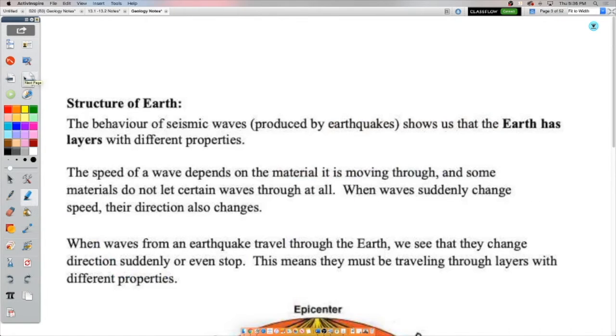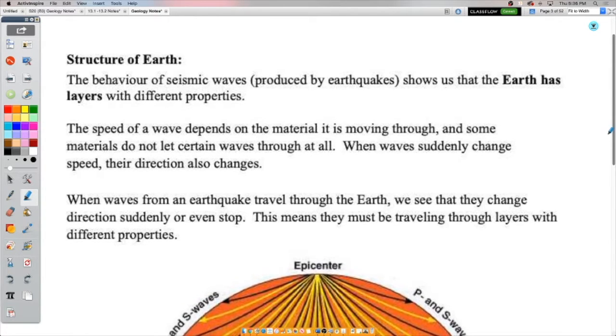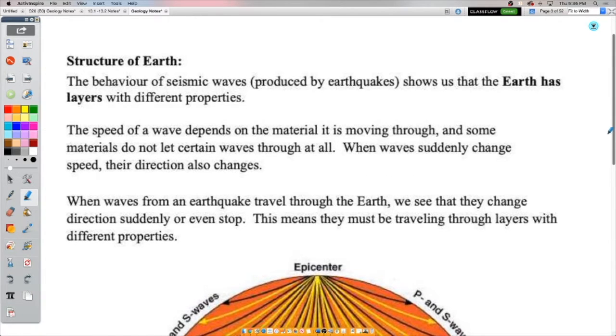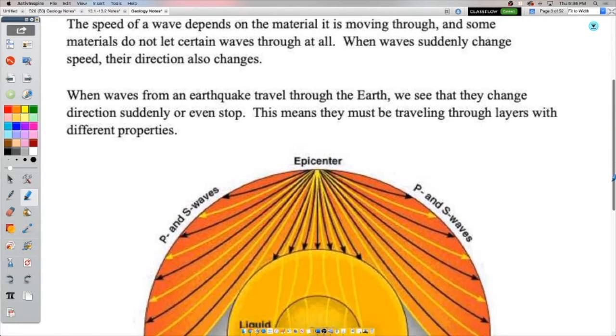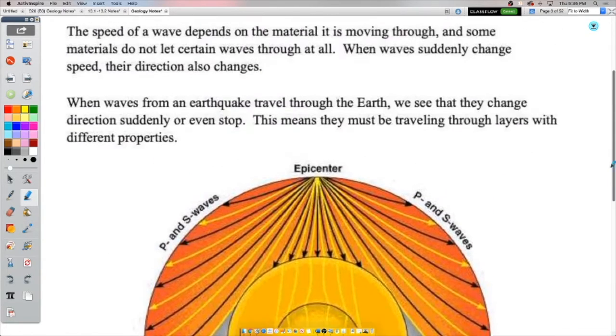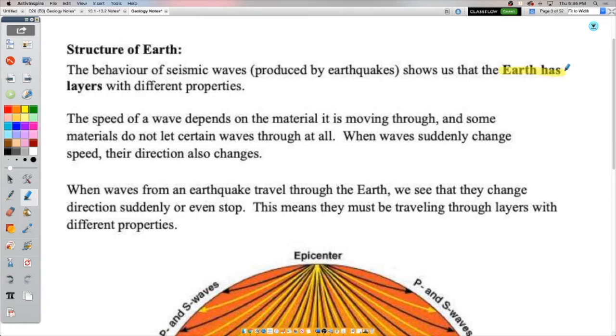So before I start talking about the structure of the Earth, I'll just take a quick moment to say how we know some of this, or at least how we are able to make some predictions about the makeup of the Earth. Essentially, the seismic waves, which come from earthquakes, show us that the Earth has layers with different properties. Why do they do this? Well, the Earth has layers, like an onion. Why do the earthquake waves tell us this?